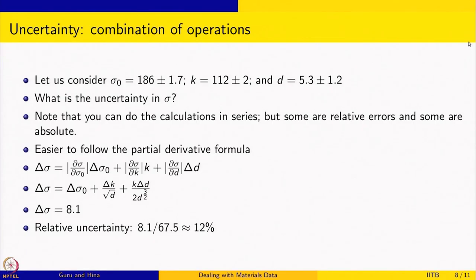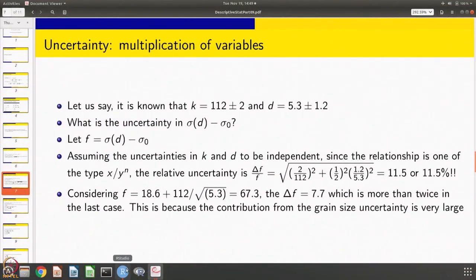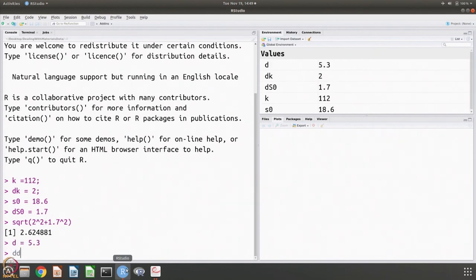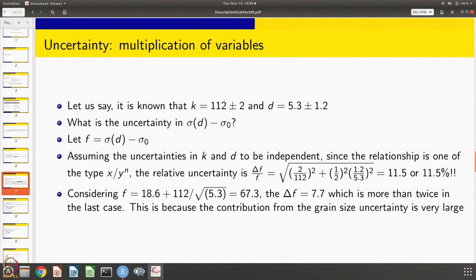Now, what happens if we have uncertainty in K and D? Let us consider a quantity F, which is the flow stress for a given grain size minus sigma naught. Let us consider that quantity and look at the uncertainty. In this case, this is of the form x by y to the power n. Let us say D is 5.3 and the uncertainty in D is 1.2.